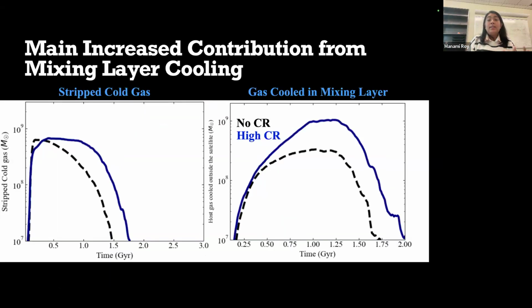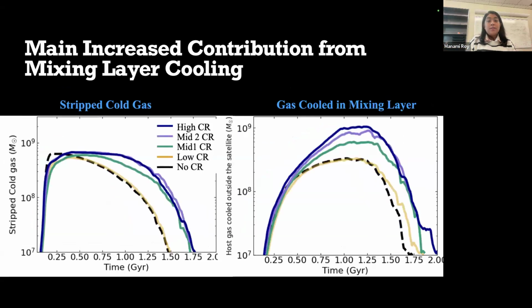Now, I told you that there are two effects, which are actually two channels by which a satellite can contribute cold gas to the CGM of a host galaxy. One is ram pressure stripped cold gas, and another was gas cooled in the mixing layer. So we wanted to check that if our theory is correct, then gas cooled in the mixing layer would be systematically higher in the case of high cosmic ray than the no cosmic ray. And we see that effect clearly here on the right hand side. Whatever we are plotting is the gas cooled in the mixing layer over time. So, the time evolution of this gas. And you can see that high cosmic ray is producing more mixing layer cooled gas, as we expected, than the no cosmic ray run. And stripped gas is quantitatively similar, but stripping time is a little bit different.